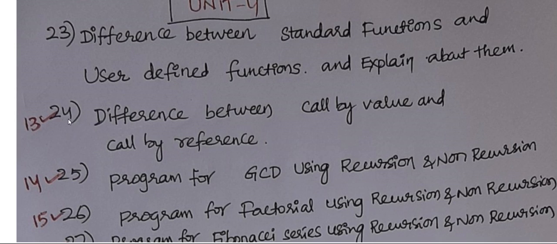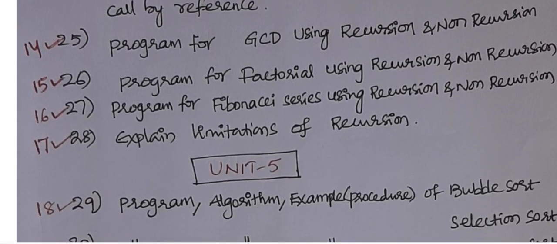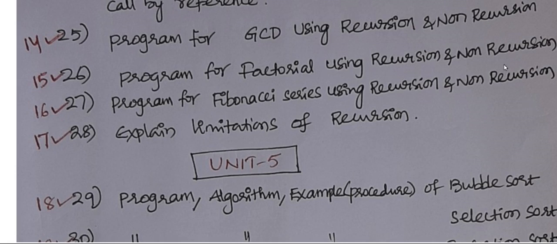Next, question 24, the difference between call by value and call by reference. You should be aware of the difference and the programs for these two, and the theory also, the definition also you have to write. Next, the 25th question, a program for GCD using recursion and non-recursion. It's also a very important question, the recursion concept and the non-recursion procedure. In functions, it's a very important question.